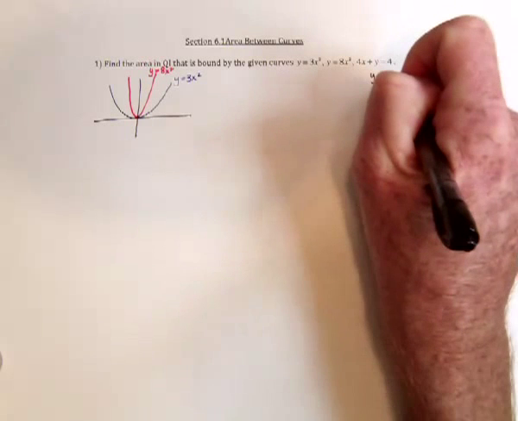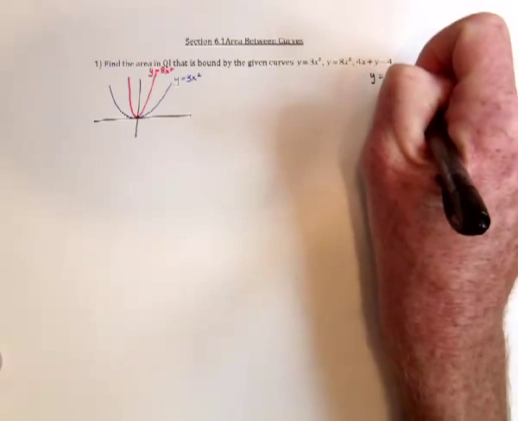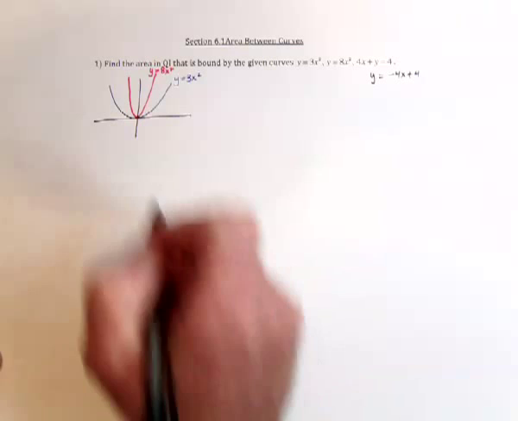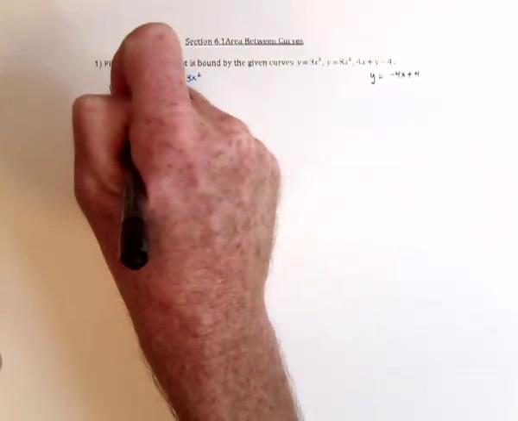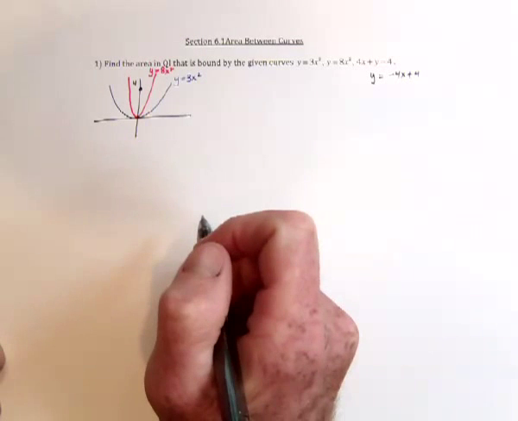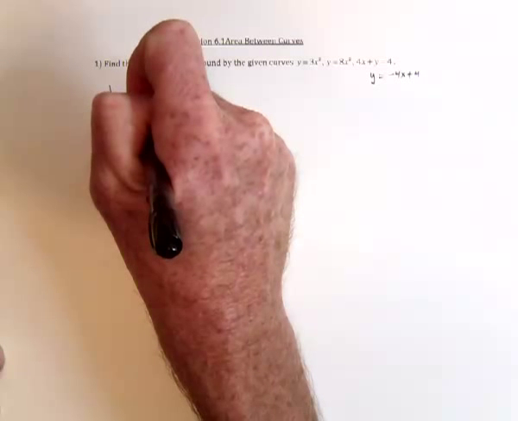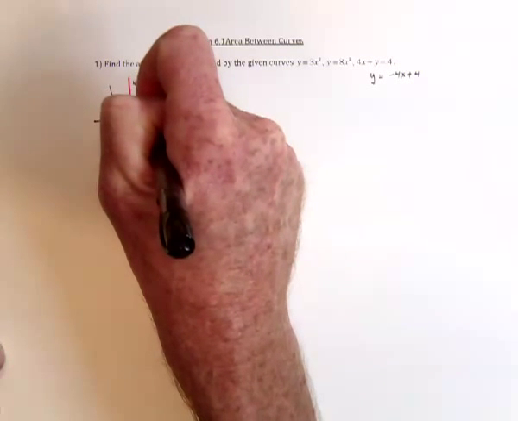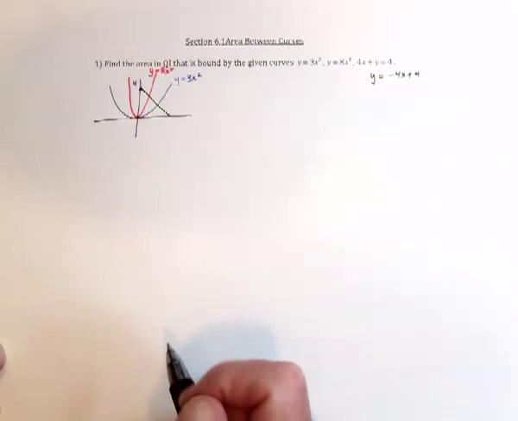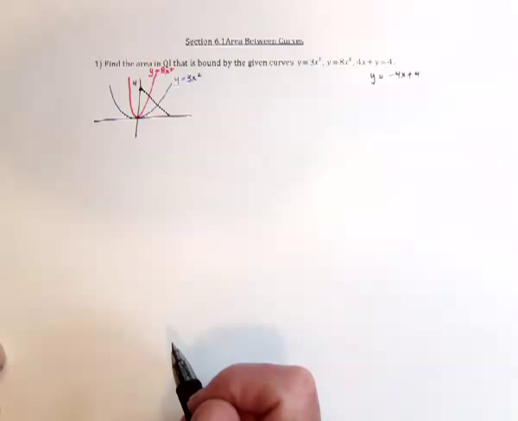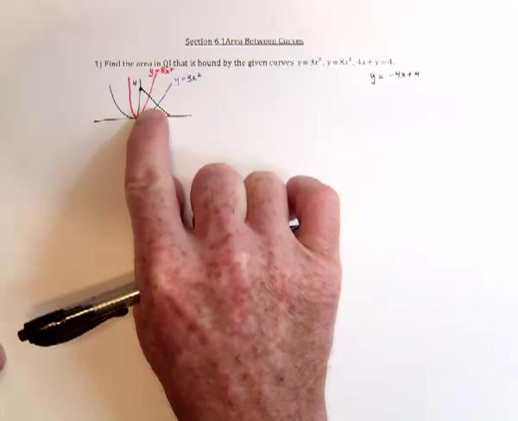So it would be y equals negative 4x plus 4. So it's crossing the y-axis at 4. It's then going down with a negative slope. And find the area that's bound by all three of those in quadrant 1. So that would be this region in here that's between all of them.